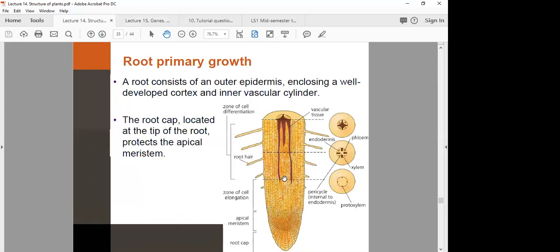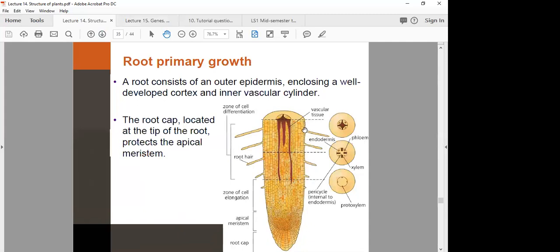Then behind that, we have this third region here, because I'm not including the root cap as a region. This third region up here, which is called the zone of cell differentiation. So this is where the cells actually take on their final form and function.